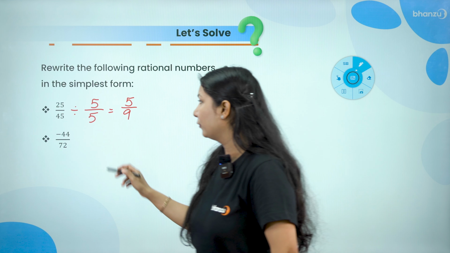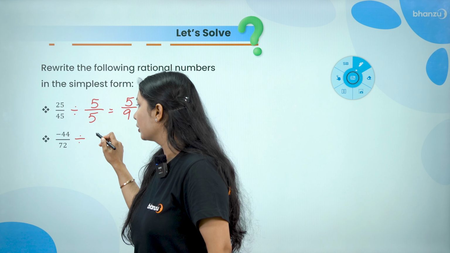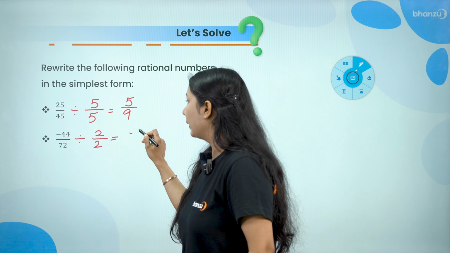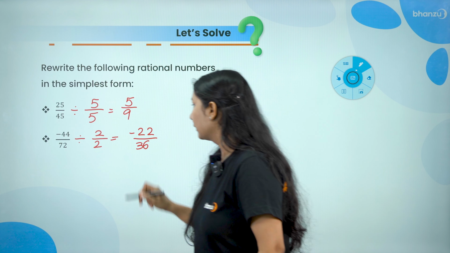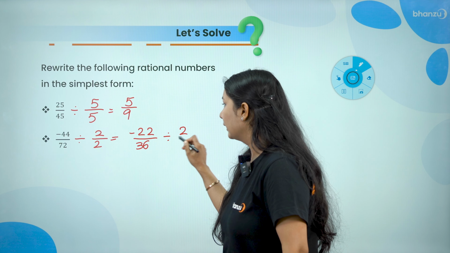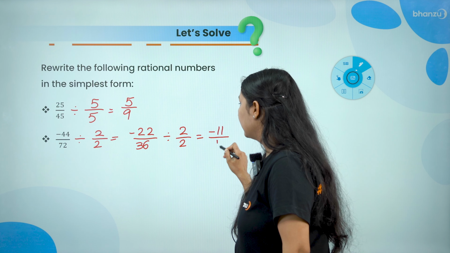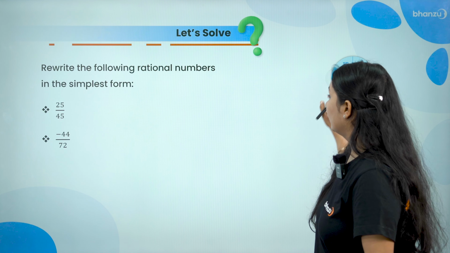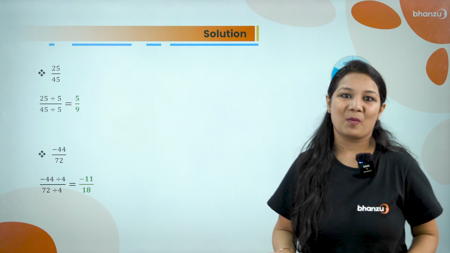For the second one, we would divide it by another number which is 2, right? So for 2, we would get minus 22 by 36, right? Again, we can divide it by 2. So we would get minus 11 by 18. You can also directly divide it by 4 to get the simplest form of it, right?